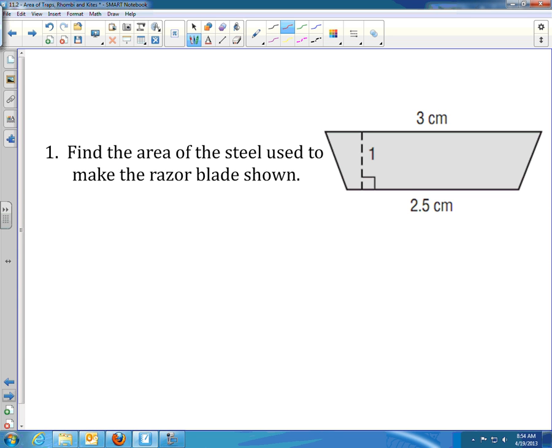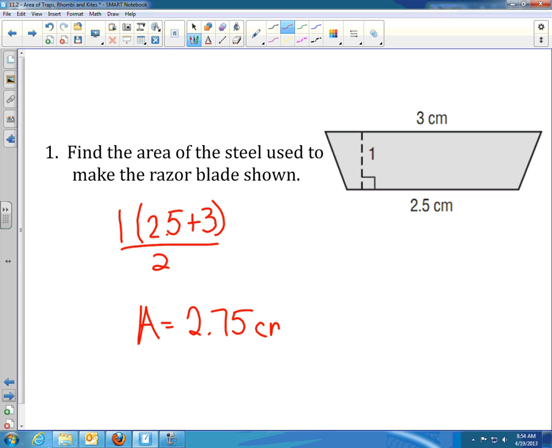So let's go ahead and look here at the first one. The area of the steel used to make the razor blade shown. Okay, we're going to find that area. We have our height, we have our base 1, and our base 2. So we're going to take our height times the sum of the bases and divide by 2. Go ahead and type that into your calculator and find us an area. All right, when you did that, you should end up with 2.75 centimeters squared. Remember, it's area, so we're talking about squared area.